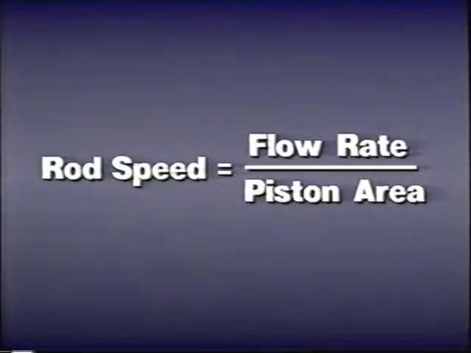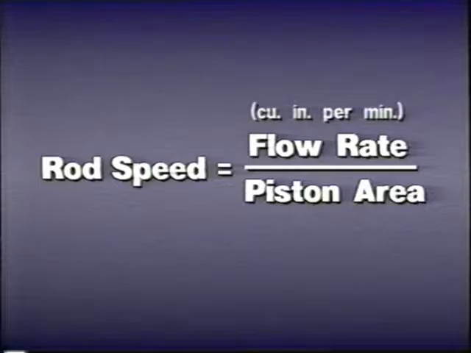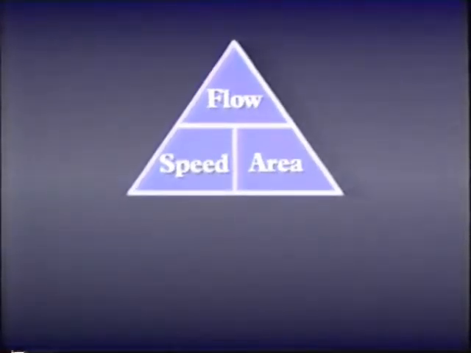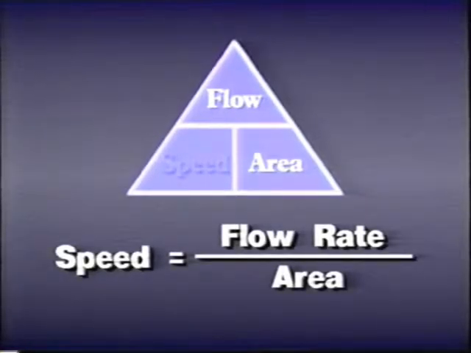The speed at which the piston rod moves can be calculated by dividing the flow rate in cubic inches per minute by the area of the piston in square inches. We can use the same technique as before to help us remember this formula. For example, if we want the formula for speed, we cover speed, and we see that speed equals flow rate in cubic inches per minute divided by area in square inches.